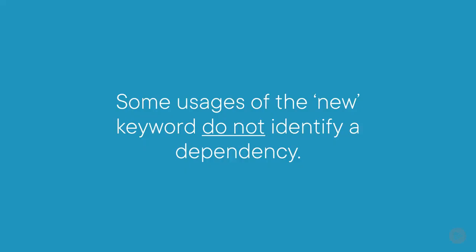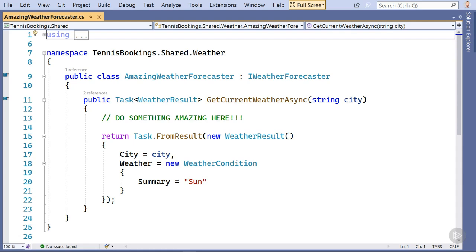In some cases, you will find usages of the new keyword that don't identify a dependency. This code in the amazing Weather Forecaster class uses the new keyword to create an instance of weather result. The weather result is only created by the method in order to return data. The weather result is used to transfer information between layers of the application. In this case, between the weather forecaster and the page model that depends on it. Once the weather result instance is returned to the page model, it is used to render the home page.